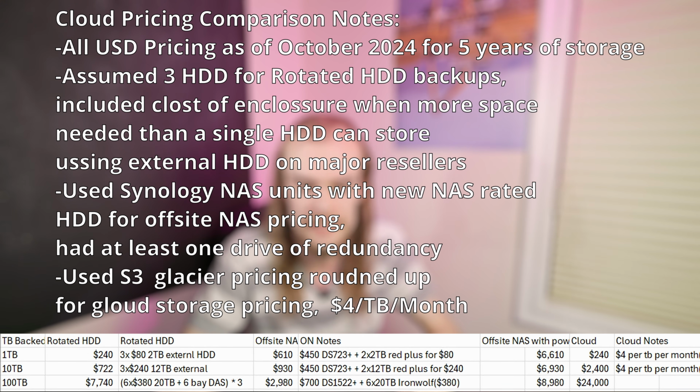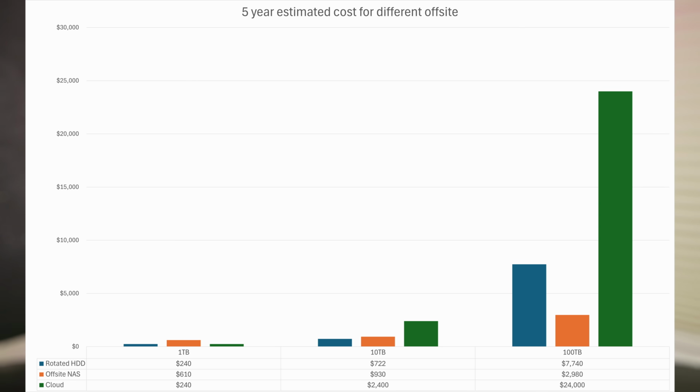When it comes to doing rotated hard drives, I assumed you're using 3 drives. So that way you always have an offsite backup copy, and then an on-site copy, and then one to go in the middle so there's always a safe copy off-site. The cost for these solutions goes up quite a bit with storage as bigger drives cost more.